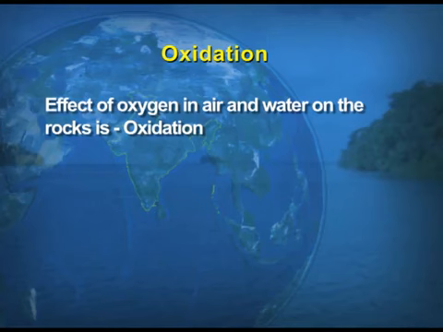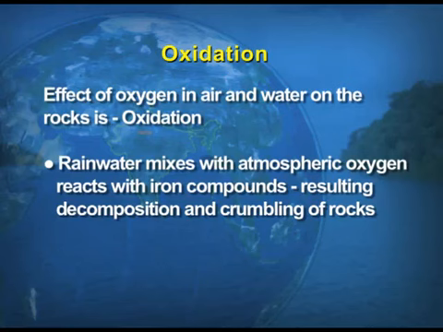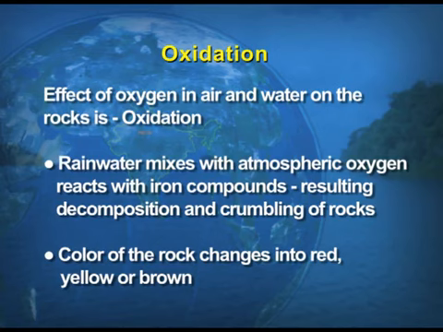The effect of oxygen in the air and water on the rock is known as oxidation. Everyone must know that when oxygen reacts with water, oxidation takes place. So, the rainwater, when it mixes with atmospheric oxygen, reacts on the iron compounds, resulting in the decomposition and crumbling of the rocks. This decomposition and crumbling results in the fracturing of the rocks. And with this oxidation, the color of the rock also changes to red or brown.